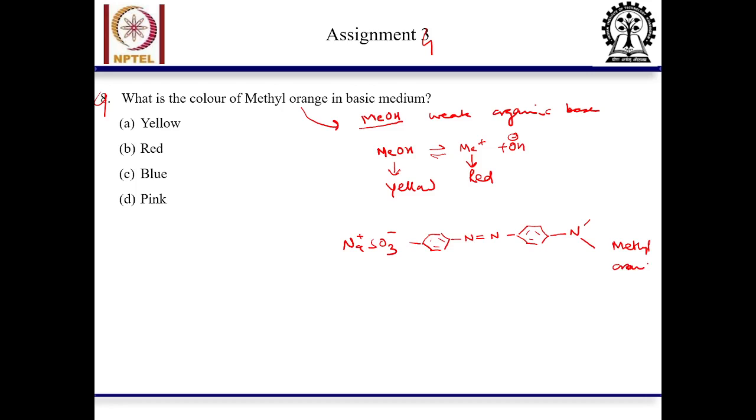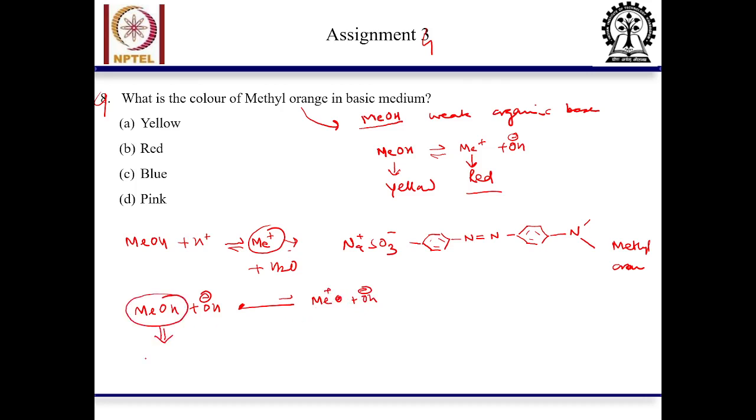Methyl orange. Now this MeOH is there. If you put acid, H plus, what will happen? It will dissociate as Me plus and water will form. So in acid condition, the ionized form will be there, which is red in color. What will happen in the base condition? If you put the OH minus ion, the equilibrium will shift toward the left, and the right one will be very small. So the equilibrium will shift, and this will be the compound present in the basic medium, which is yellow.